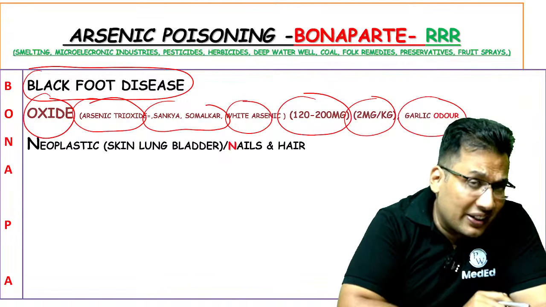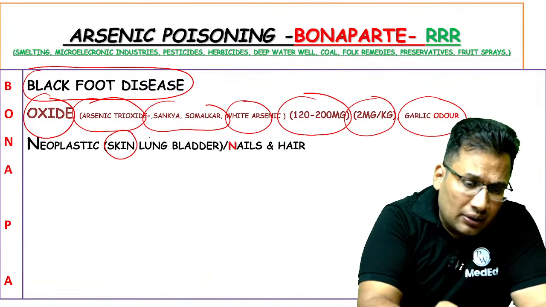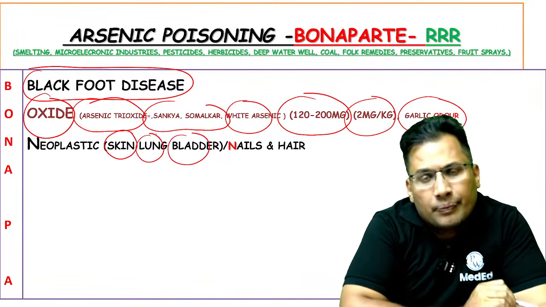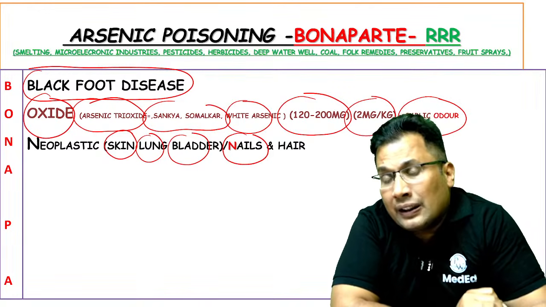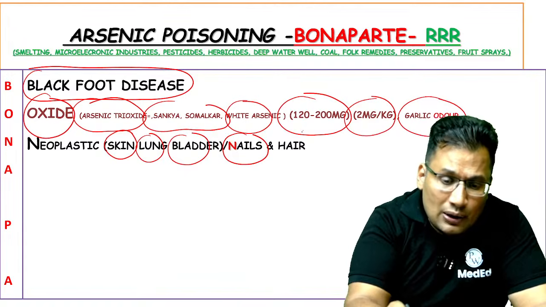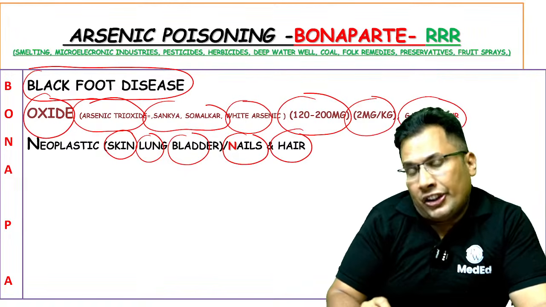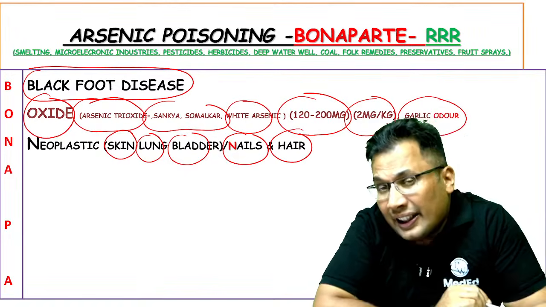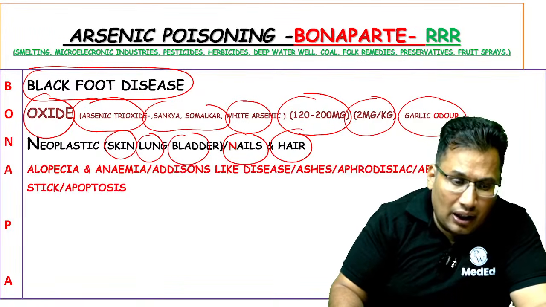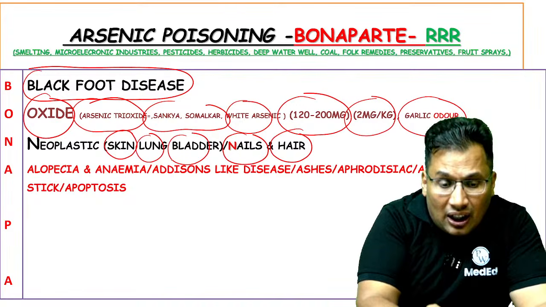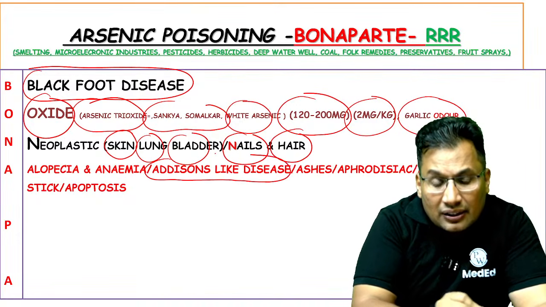N is for neoplasia, it can lead to cancers. What cancers? Skin cancer, lung cancer, bladder cancer. It also affects the nails, so N is for nails, Aldrich Mees line. It also affects the hair. There can be alopecia. Alopecia can be seen in case of thallium poison also. A is for alopecia, anemia, Addison-like disease, Addison's disease.